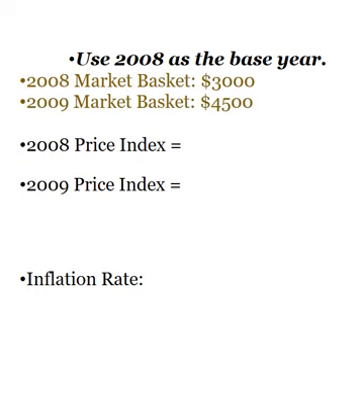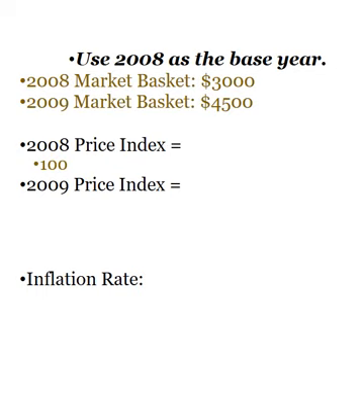Let's do one more example with the price index equation. We have the cost of the market basket for 2008 and 2009, and the question specifies that 2008 will be our base year. So what would be the price index for 2008? It's going to be 100. It is the base year, so you shouldn't have to do any math. We should just know it's 100. If you forgot the rule, it would be $3,000 divided by $3,000 times 100.